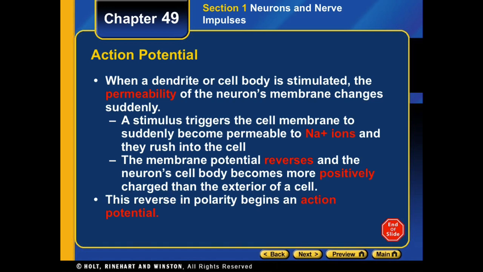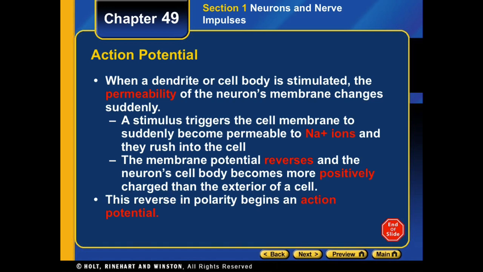So let's say a cell receives a stimulus, something happens, and so the dendrite is going to receive that stimulus, and the cell body gets stimulated, and then all of a sudden the permeability of that neuron membrane changes suddenly. The stimulus is going to trigger the cell membrane to suddenly become permeable. Permeable means it's going to allow those sodium ions that are outside the cell into the cell. And so the sodium ions that are positive outside the cell are coming into the cell. That's going to change the charge, right? We are at negative 70. We're getting all these positive ions coming into the cell.